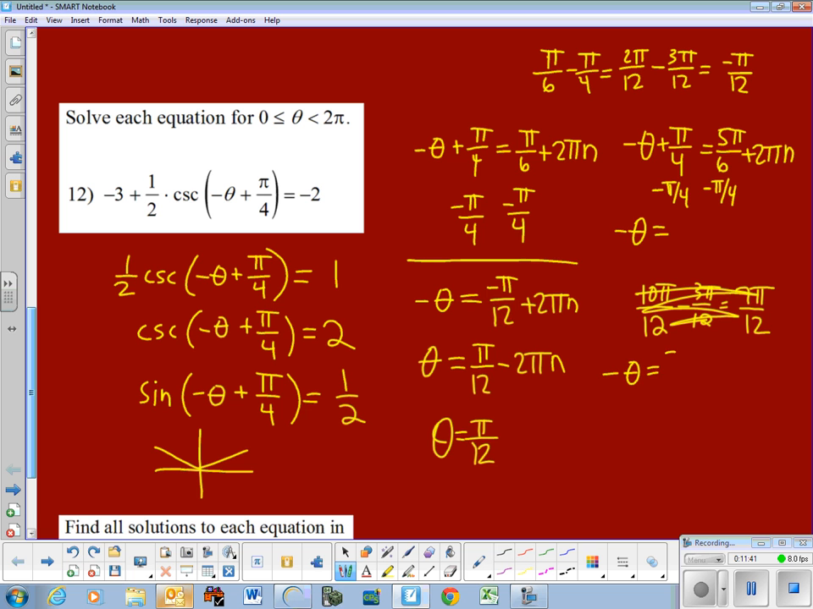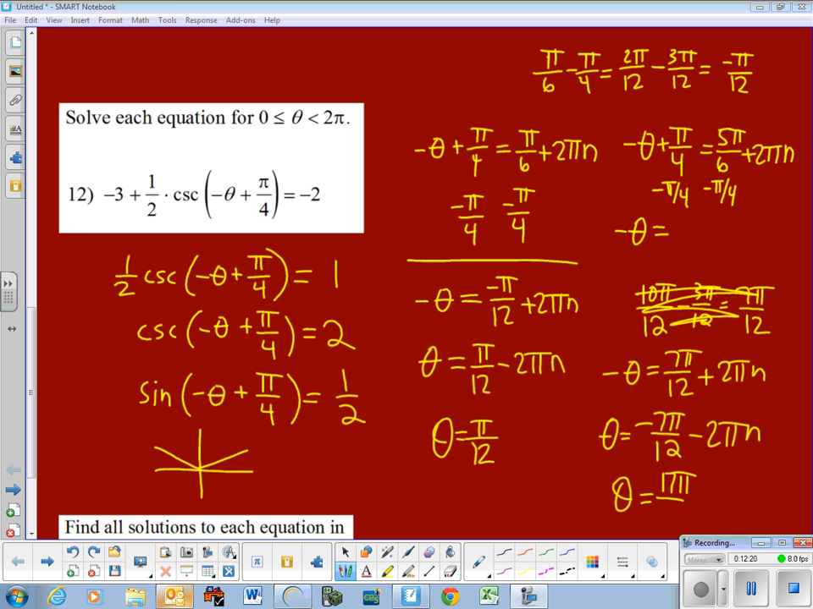Negative theta equals 7 pi over 12 plus 2 pi n. So now I multiply everything by negative 1, get negative 7 pi over 12, minus 2 pi n. Again, that doesn't matter. So my answers are going to happen at negative 7 pi over 12 or any full spin around the circle from that reference point. So if I add 2 pi to negative 7 pi over 12, that's 24 pi over 12. I end up at 17 pi over 12.